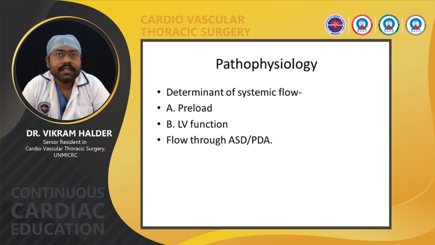And LV function is also important for forward flow in TAPVC, because as LV is getting deoxygenated blood, LV function may be depressed in TAPVC. And flow in systemic circulation may be through the ASD or may be through the PDA. In case of restrictive pattern, restrictive PFO or ASD, systemic flow may occur through the PDA.